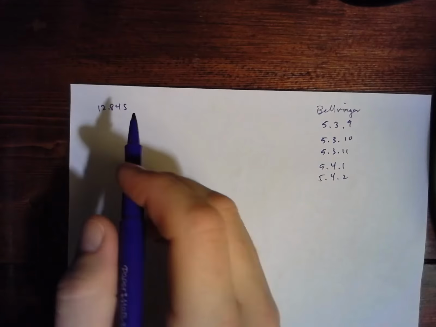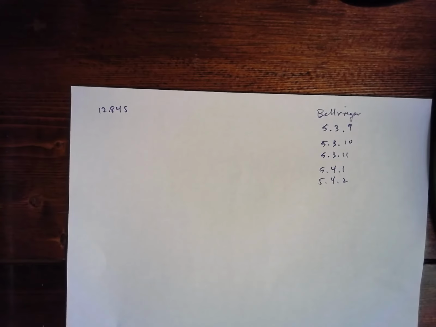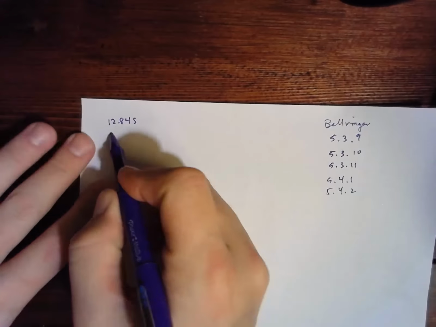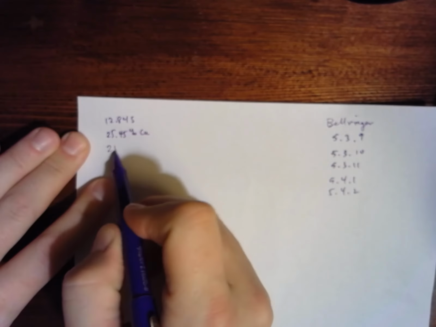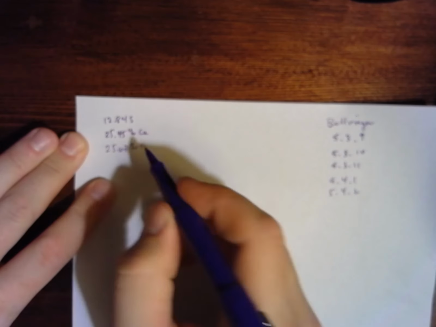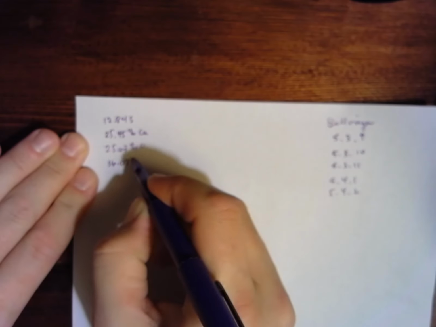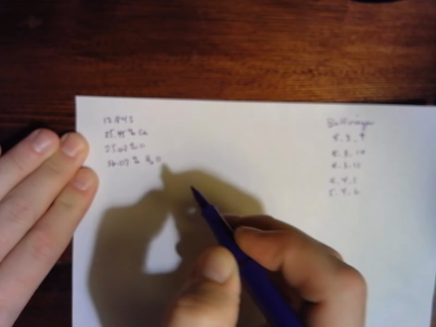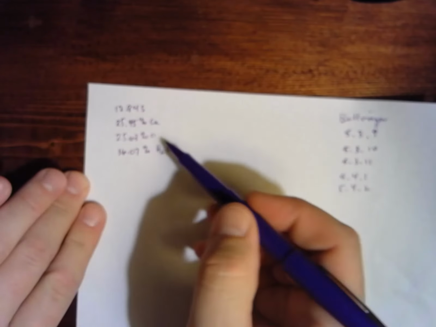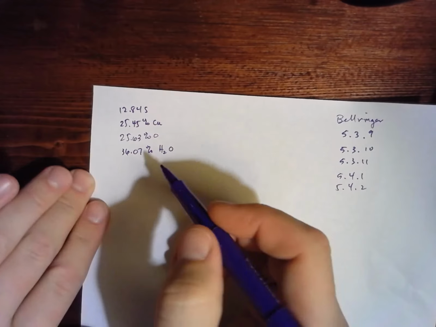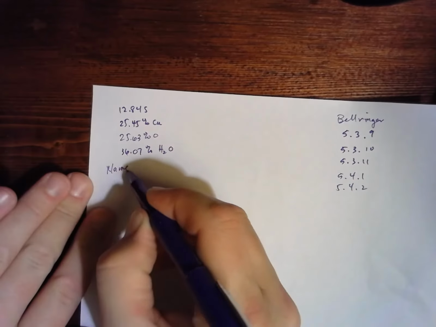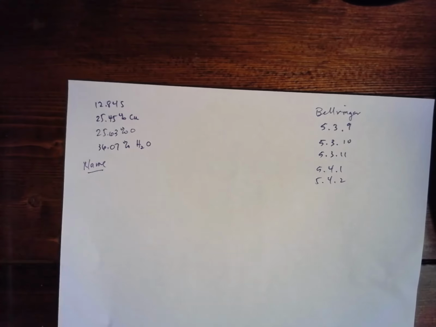All right, so our problem was 12.84% sulfur, and then it was 25.45% copper, 25.63% oxygen, 36.07% H2O. It's not normally how we'd write that, but they're clearly trying to help us out, keeping those separate with the oxygens there. Okay, and then once we know that, we're going to name it. All right, so how do we do this?